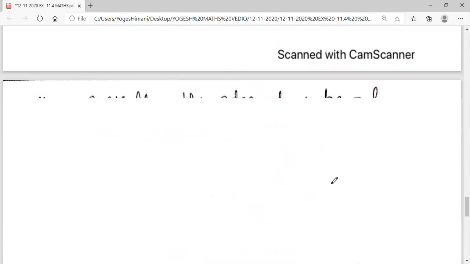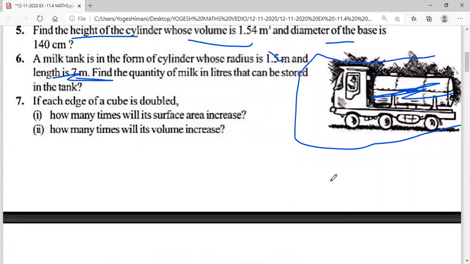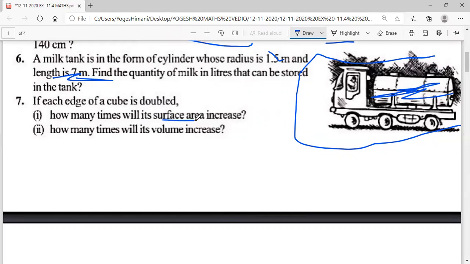Okay, students. So let's start our next question, question number 7. In question number 7, if each edge of a cube is doubled, how many times will its surface area increase? How many times will its volume increase? So we have to find out the surface area as well as volume.